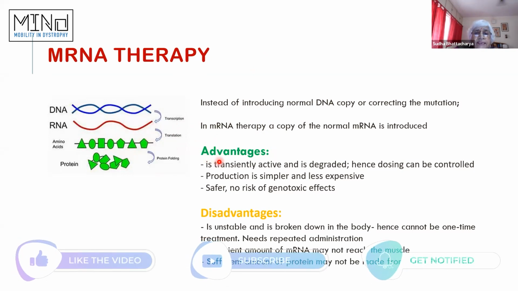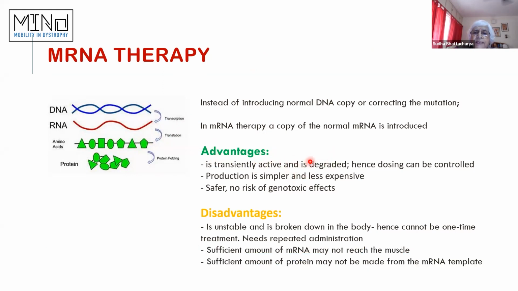So the advantage is that since messenger RNA is not stable, it gets broken down. So it is transient, and that helps to control the dosing. As I said, in gene therapy, one dose only is given, so it has to be correct. If it is too high, it can be toxic. Too low, it won't have effect. In messenger RNA, that is not a problem because you have to anyway give it repeatedly because it gets degraded.